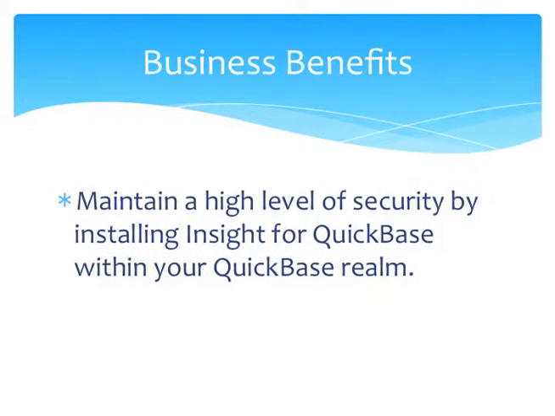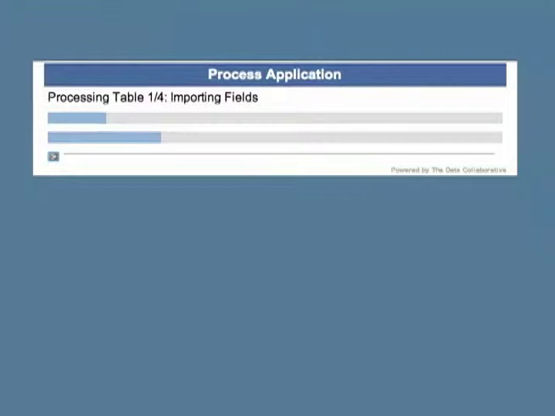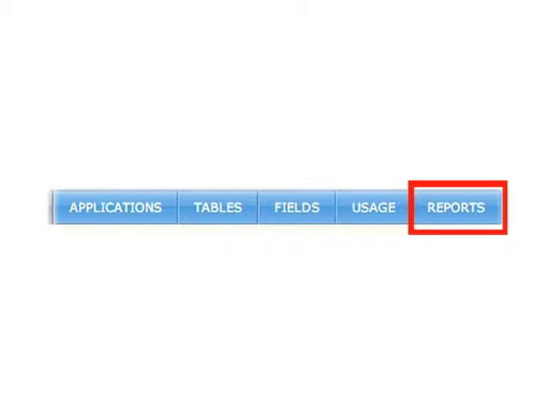Maintain a high level of security by installing Insight for QuickBase within your QuickBase realm. This internal storage makes Insight for QuickBase superior to other third-party competitors and uniquely suited to major enterprise clients with heavy security constraints. With a single click, Insight for QuickBase automatically builds a complete map of your application, creating records for all tables, fields, and reports.